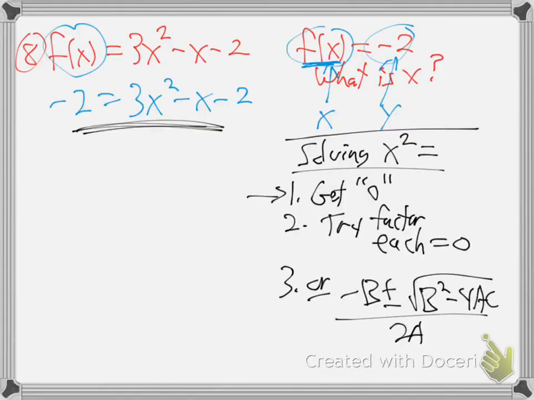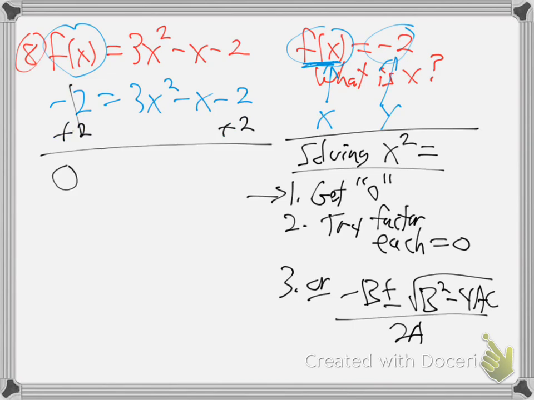A good thing to have on that exam, you get a 3x5 card, write anything you want front and back, is this, because solving x squared equations comes up a lot. All right, first step, get a 0. Let's do it. So I'm going to add 2 to both sides. Boom, that'll give me 0. So there's step 1. Get a 0.